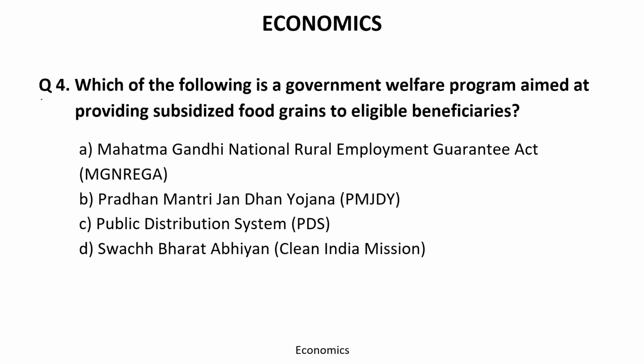Now let's move forward. Fourth question we have: which of the following is a government welfare program aimed at providing subsidized food grains to eligible beneficiaries? First is Mahatma Gandhi National Rural Employment Guarantee Act, MGNREGA in short. Second is Pradhan Mantri Jan Dhan Yojana. Third is Public Distribution System, PDS. Fourth is Swachh Bharat Abhiyan, Clean India Mission. 30 seconds you have to think and answer.